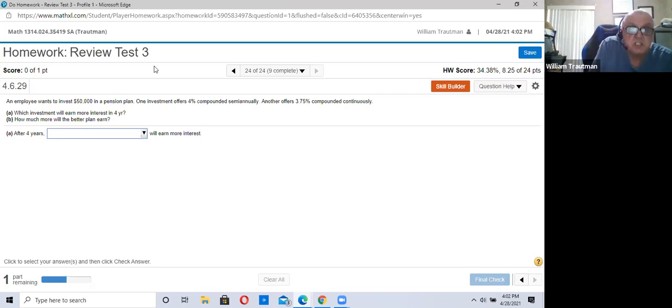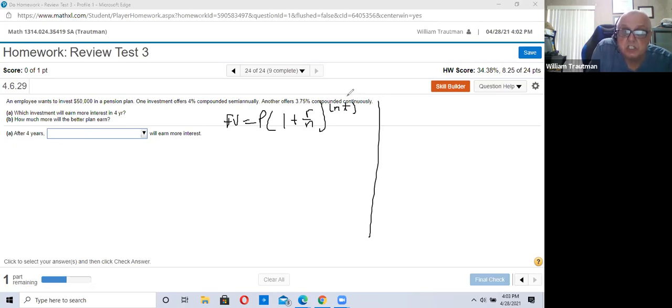An employee wants to invest $50,000 in a pension plan. One investment offers 4% compounded semi-annually. Another offers 3% compounded continuously. Which investment will earn you more? So we're just plugging things in. I'm not going to actually do this problem. I'm just going to show once again the formula. The formula was future value equals present value times 1 plus r over n raised to the nt power. This is the compound formula. And then there was continuous compound.